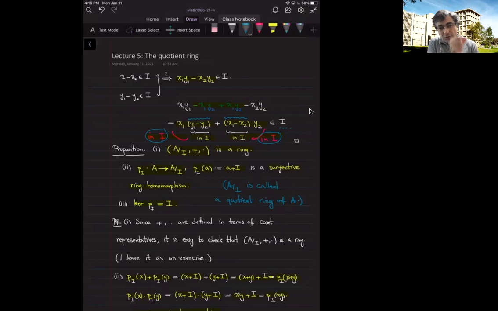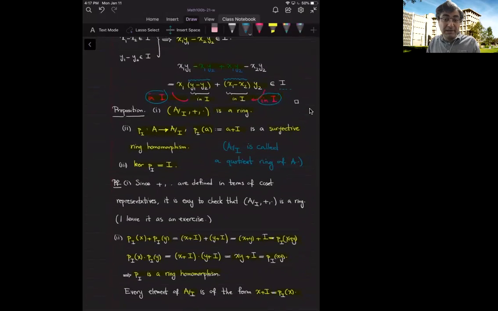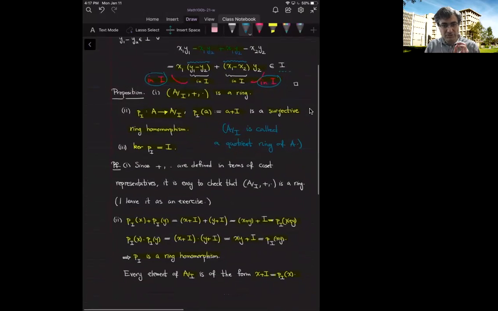Okay, we have a natural quotient map. Now that we call that ring a quotient, this map is also called a quotient map. We have a natural quotient map from A to the quotient ring A over I. And what is it? It just sends a to the coset that's represented by a. Then this map is a surjective ring homomorphism. Moreover, the kernel of this ring homomorphism is precisely I. So that's the content of this proposition.